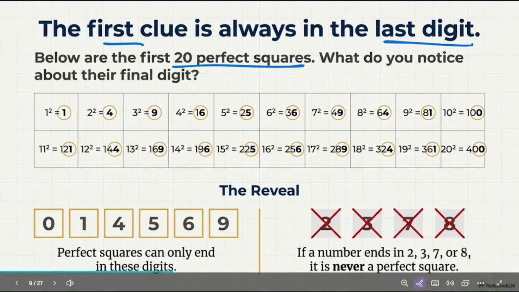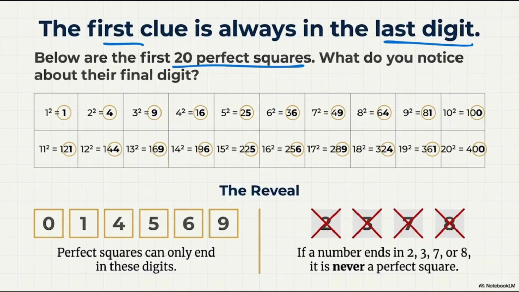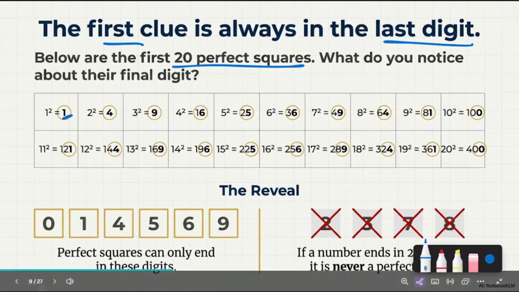So we will notice that only. Here 1 square, unit digit or last digit is 1. Similarly 11 square, last digit is 1. 2 square, last digit is 4 and 12 square, last digit is 4. 3 square, last digit is 9 and 13 square, last digit is 9.